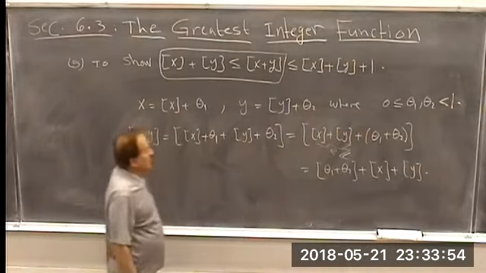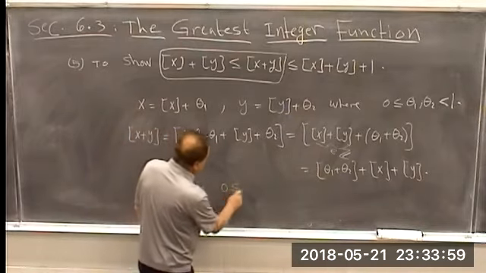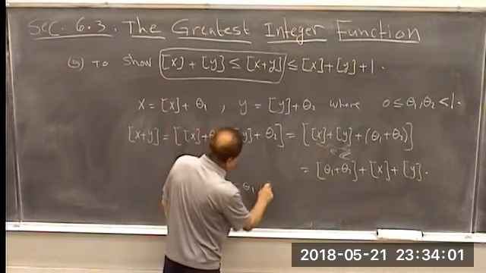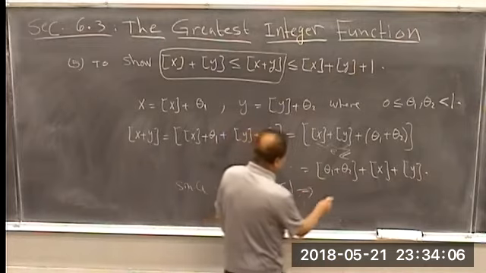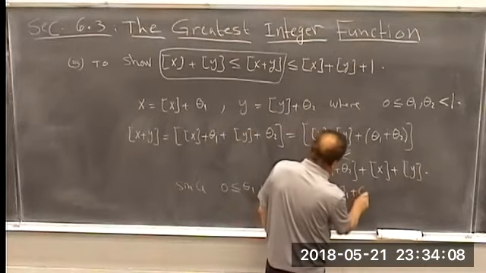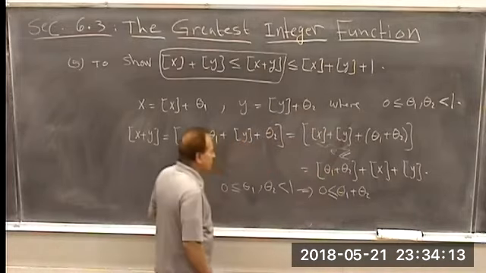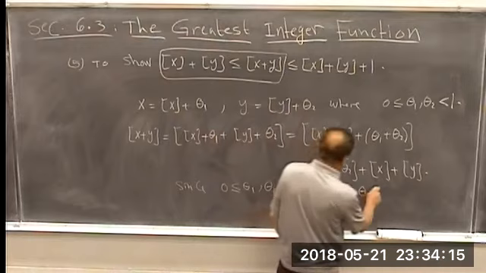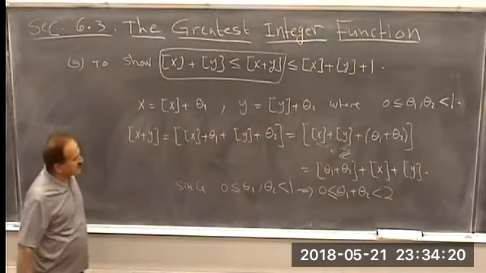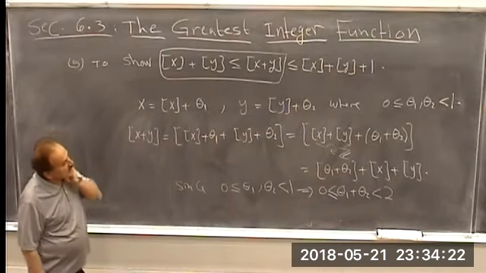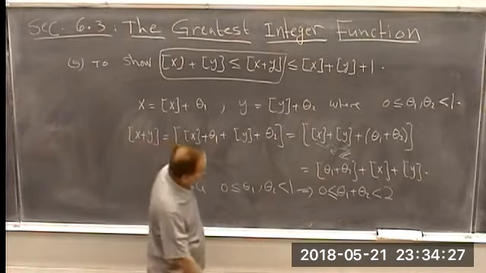Now we also know that since 0 is less than or equal to theta 1, theta 2, which are less than 1, this implies that when we add them up, theta 1 plus theta 2 is going to be bigger than or equal to 0. It's going to be less than 2, because each one of them could get as close to 1 as possible. So when we add, we come up with a number that is at most, actually less than, 2.